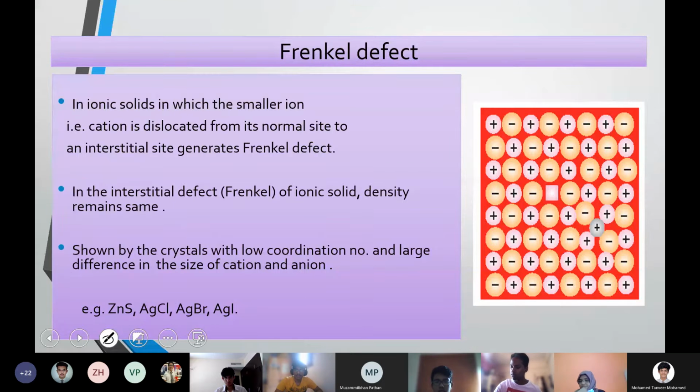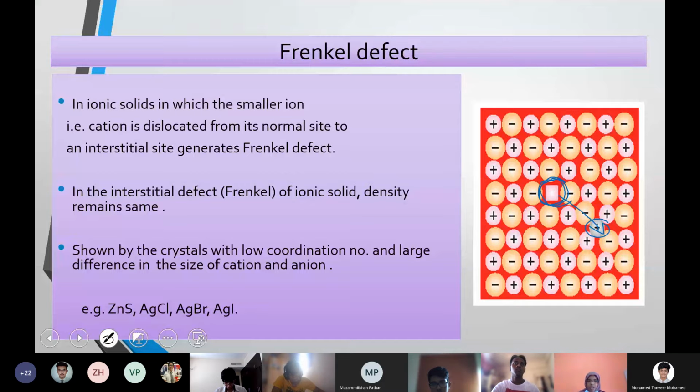There's a small positive ion next to the... Where is it occupying? Where a negative ion should be. Yeah, that means a positive ion from its actual position. It was supposed to be here. This is the position of that positive ion. So instead of occupying its own original position, that positive ion is moving and staying in an interstitial site.